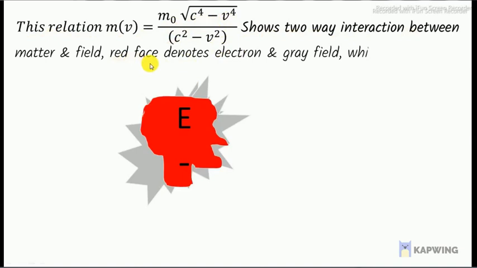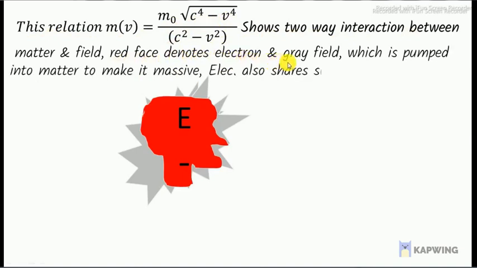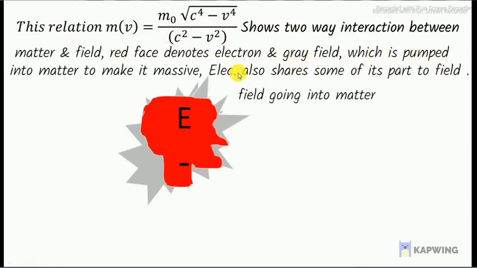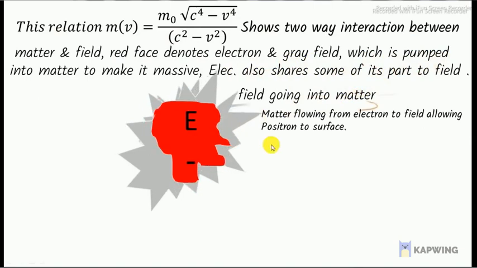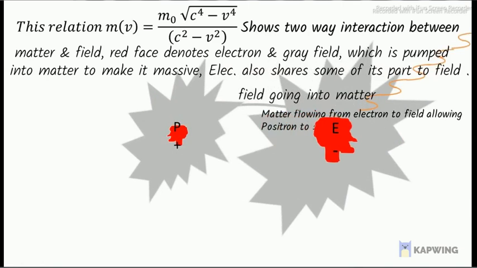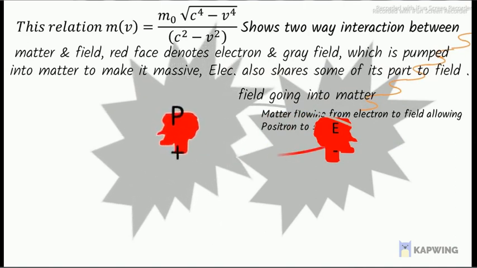Red is the electron and gray is the field here in the animation. The field is being pumped into the electron, which makes the electron massive, more in mass. However, the electron also shares some part of it with the field. See, in gray the field is going into the electron to make it massive, and the electron, this red color, is also transferring some part of it to the field, allowing the positron to surface.